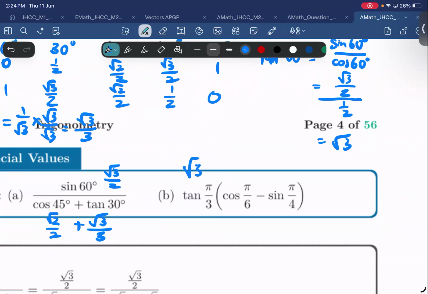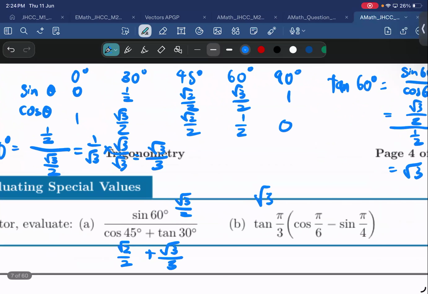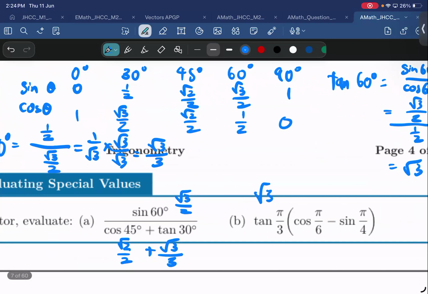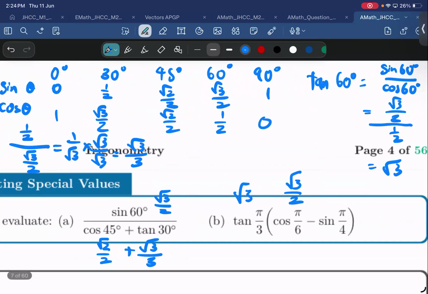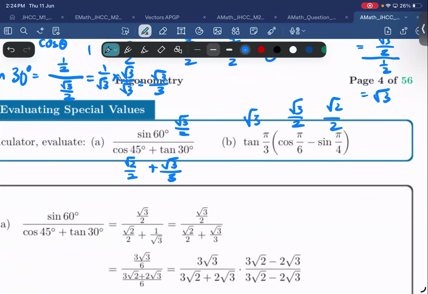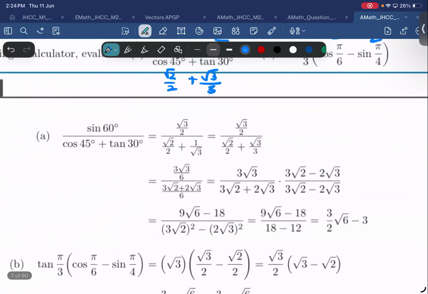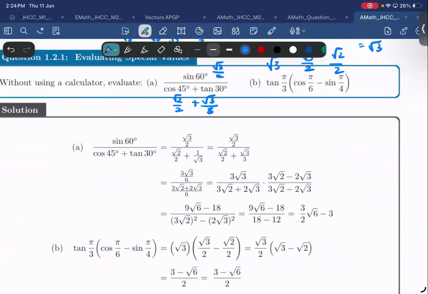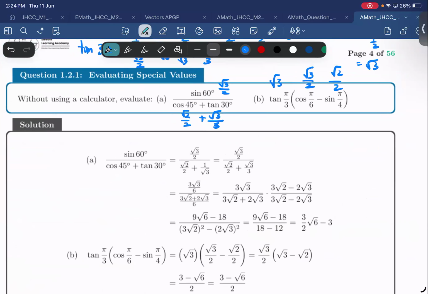Then cosine of pi over 6. So pi over 6 is 180 divided by 6, so it's 30. Cosine of 30 is root 3 over 2. Then sine pi over 4 is root 2 over 2. So we have these three values and then we can sub them in. I think for this one we don't really need to rationalize. It's much simpler. So tangent pi over 3 is root 3, cosine pi over 6 is root 3 over 2, and sine pi over 4 is square root 2 over 2.